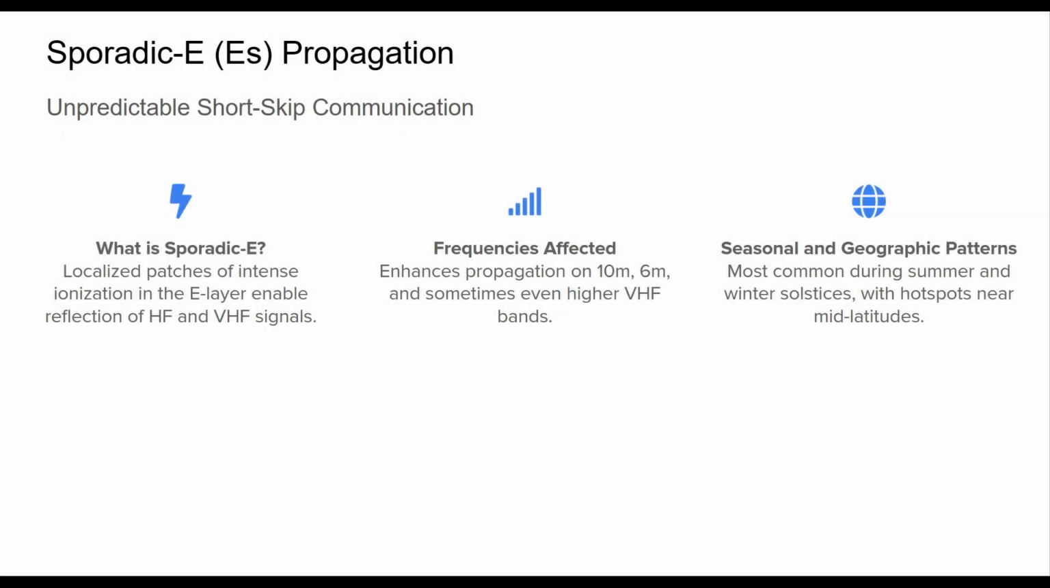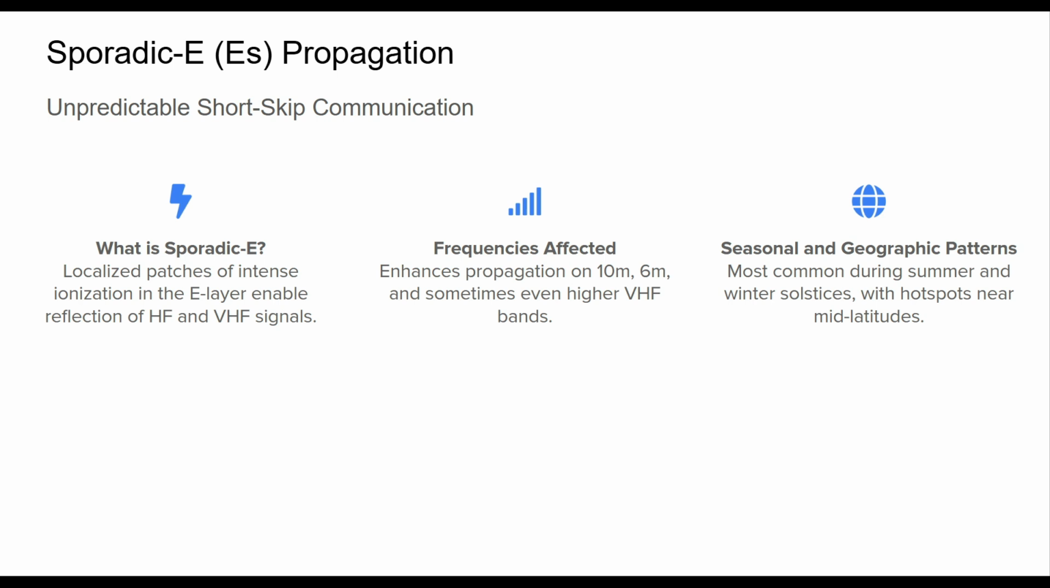Sporadic-E propagation is an unpredictable but highly effective mode of radio wave refraction, caused by temporary dense ionization patches in the E layer of the atmosphere. Unlike normal E layer behavior, these patches can support refraction of signals in the 10 meter or 28 megahertz and 6 meter 50 megahertz bands, sometimes extending higher into VHF.